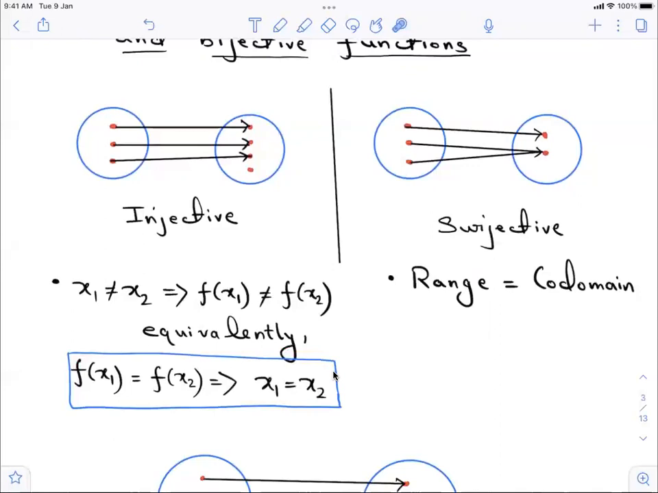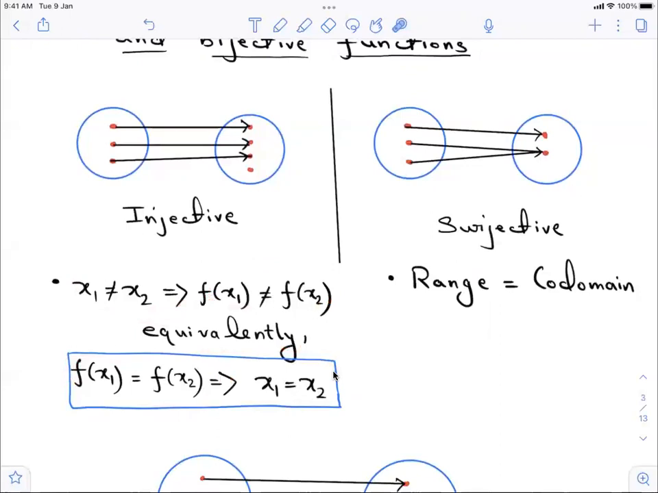So once again, we have two statements. This one is easier to use, and they're equivalent. And this verification is routine and straightforward.